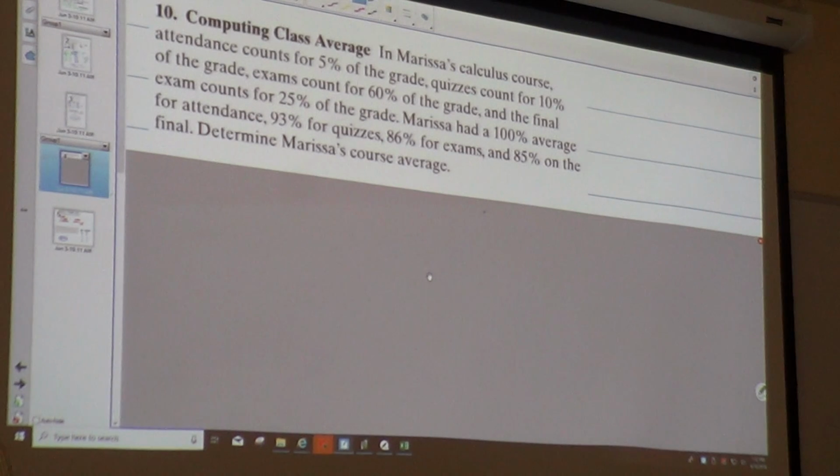Class average. Now, a lot of us used to do this old school. We would take the grade, multiply it by the percentage, plus take the grade, multiply it by the percentage, and take the grade and multiply it by the percentage. We could still do it old school, but the calculator is going to make it a lot easier. We have the grade, and we have the weight.